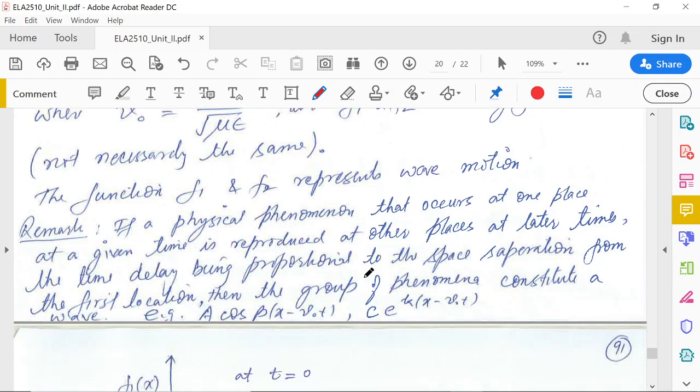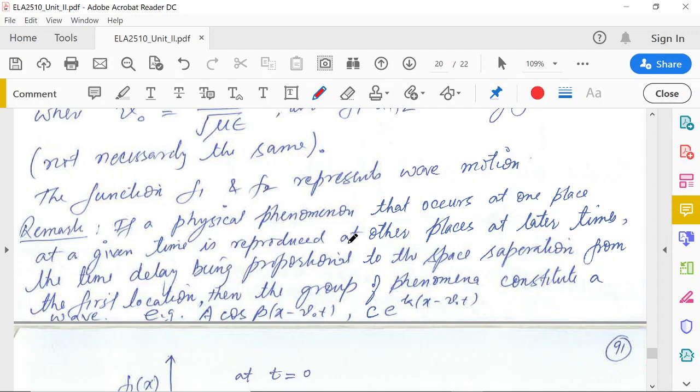So what is wave motion? It is a physical phenomenon that occurs at one place at a given time and is reproduced at another place at a later time. For example, if you have a function at one time and you see the same function at another place at a different time, then it has shifted or is moving. With the delay being proportional to the space separation from the first location, the group of phenomena constitutes a wave.